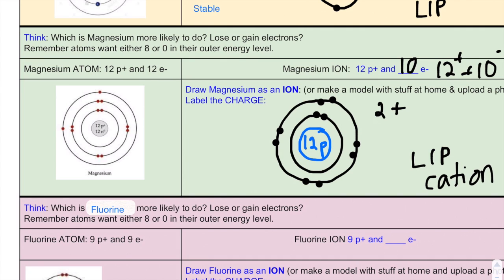Now which one is stable and which one is unstable? Well, the one over here, the atom, is unstable. So that's why when it can, it will always lose 2 and become stable.